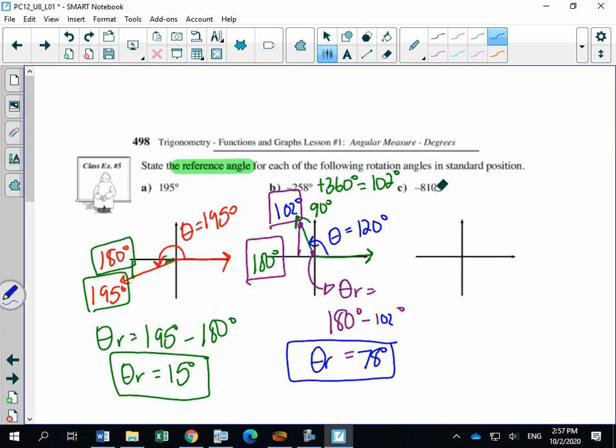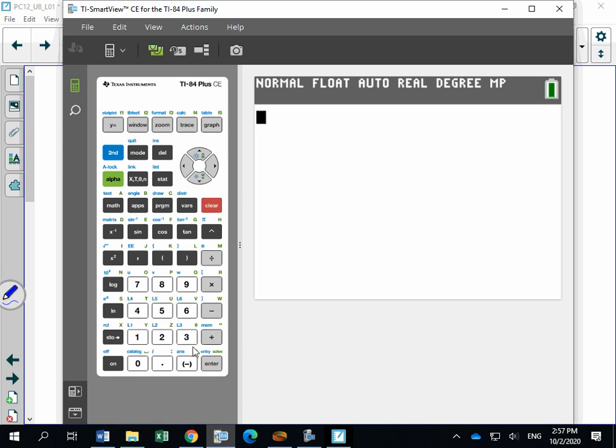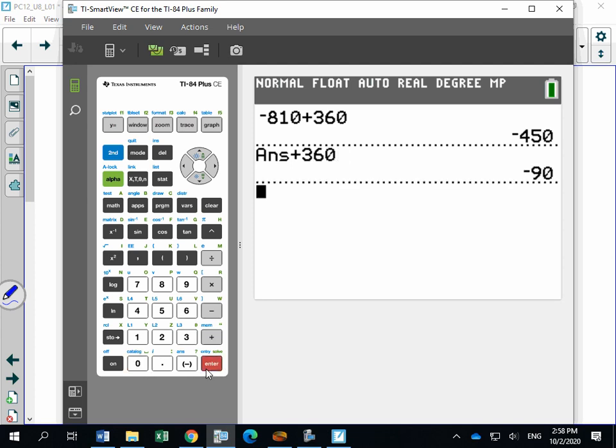Okay, negative 810. We are not in that domain of 0 to 360 degrees. So what we have to do is find out what's coterminal with negative 810. You're essentially just going to keep adding 360 degrees. So negative 810 degrees, and coterminal with that is going to be negative 450. We're going to add another 360, so coterminal will be negative 90. And then I'm going to once again add 360 degrees to give me 270 degrees.